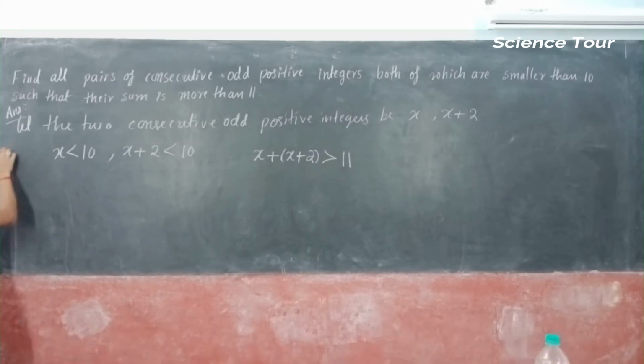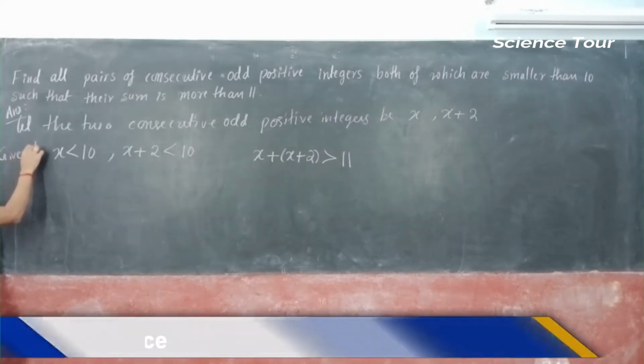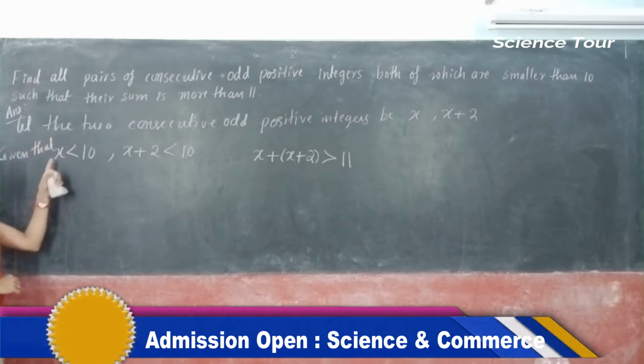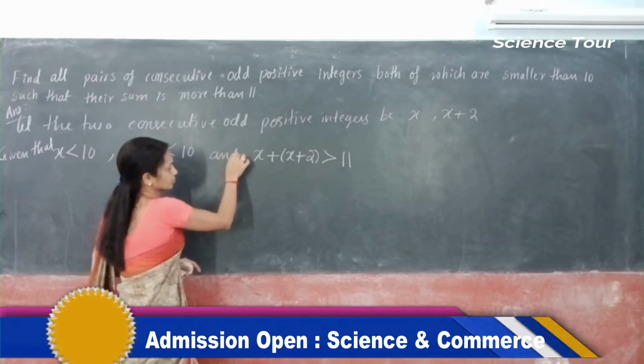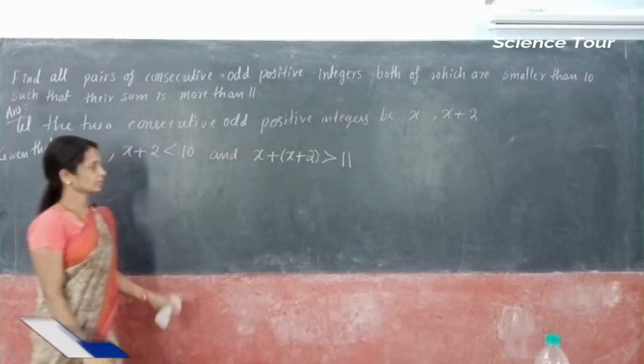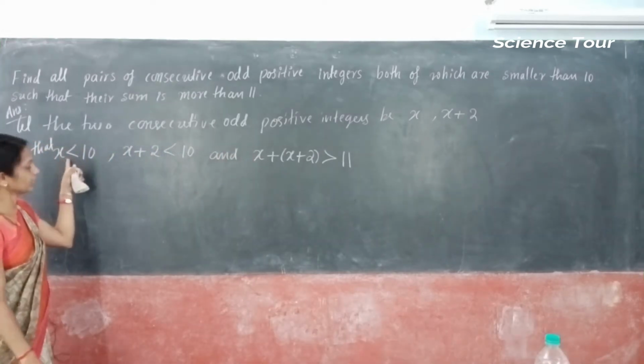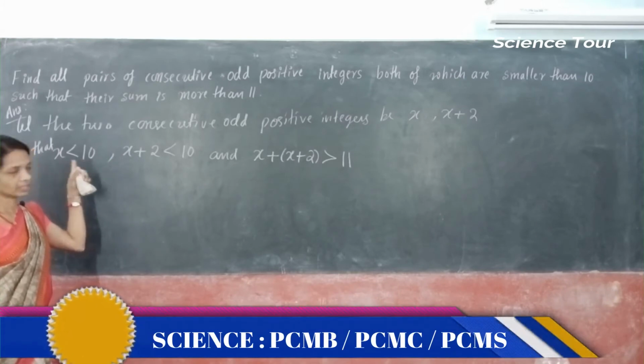Okay, so you have to write it like this: given that x less than 10, x plus 2 is also less than 10, and this one, and their sum. Now you have to simplify these inequalities. This one is already in its simplest form, don't touch that, keep it as it is.